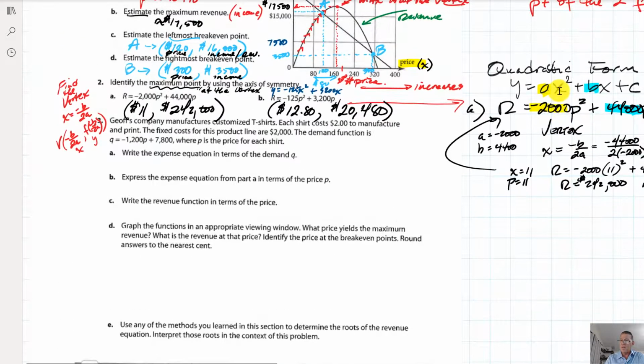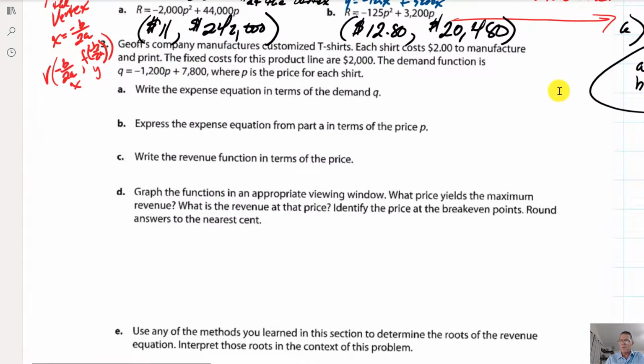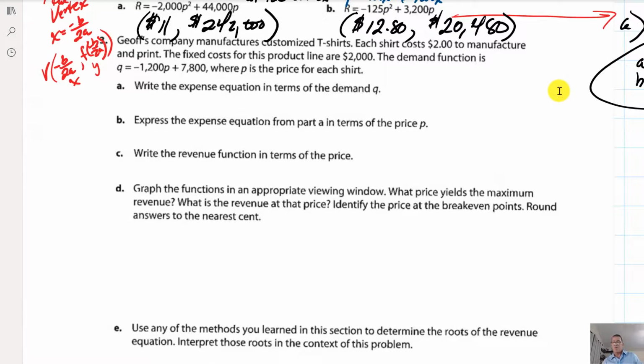Jeff's company here manufactures custom t-shirts. Each shirt costs $2 to manufacture and print. There's your unit cost right there. So let's note that. Already I know the unit cost. Let's write these down in the notes, in the margin. So the unit cost is right up here, $2 per shirt. So I know the unit cost.